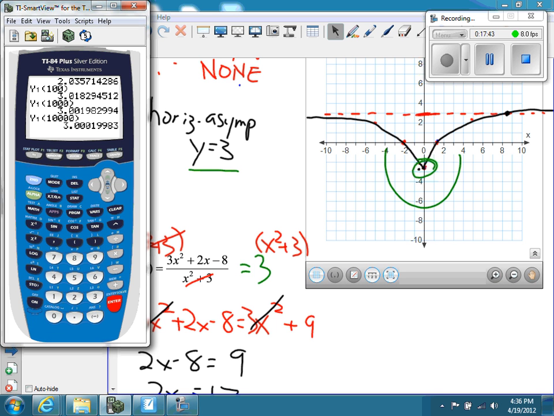So you can see that y equals 3 is the end behavior of this graph, even as far as it goes out to infinity, even though it does cross it there at 8.5.